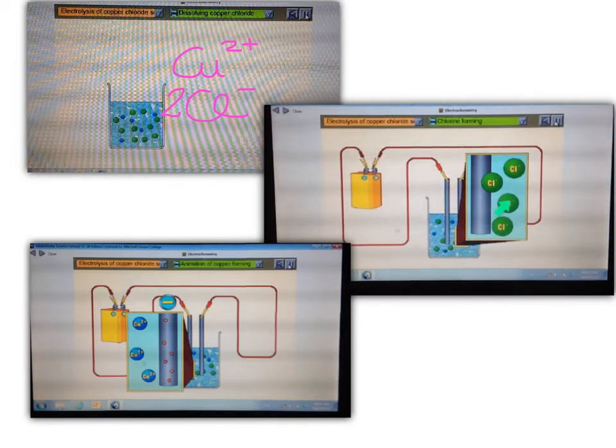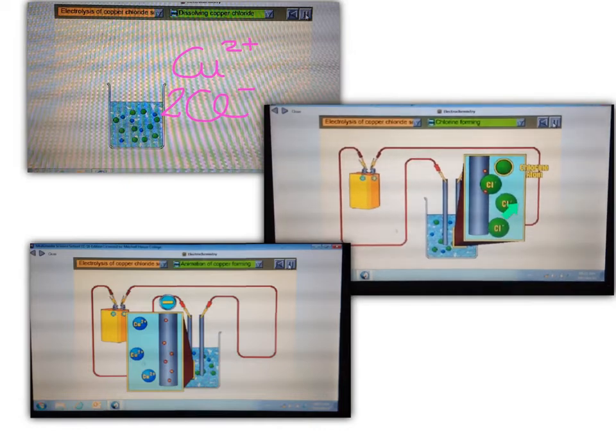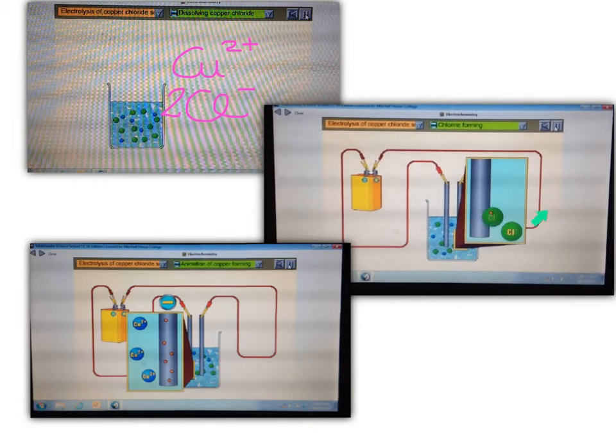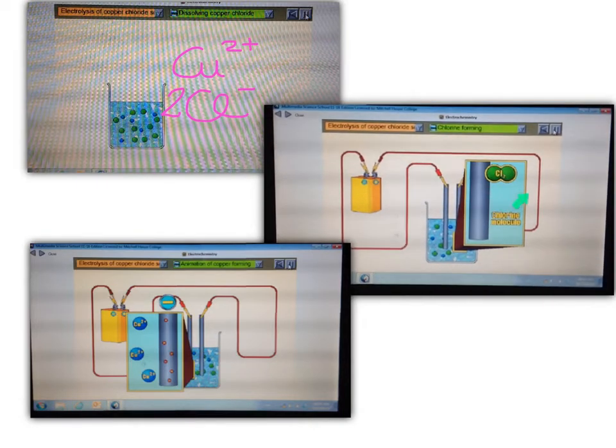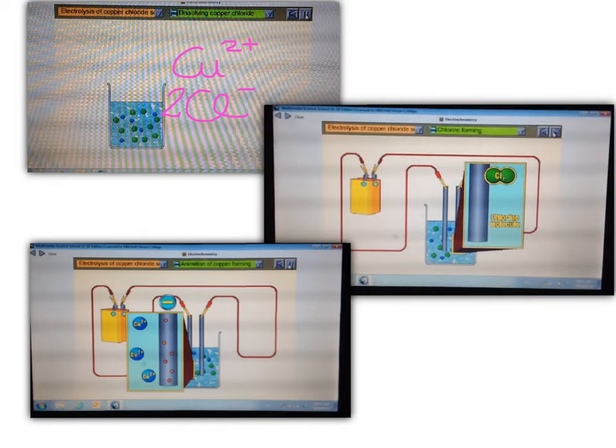The chloride ions are attracted to the positive because they're negative, and they lose their electrons, and the electrons go off in the wire. At the same time, the chlorine forms. We happen to call this electrode the anode. We're not going to go into detail on anodes and cathodes, but the anode is connected to the positive terminal of the cell, and it's the place where something called oxidation occurs. You don't have to worry about that.